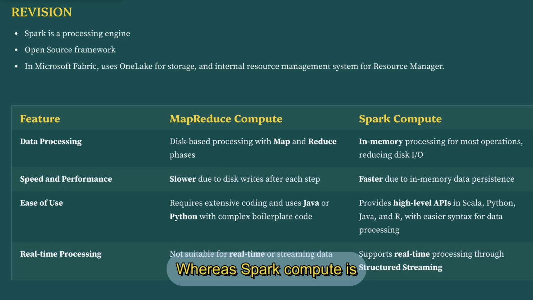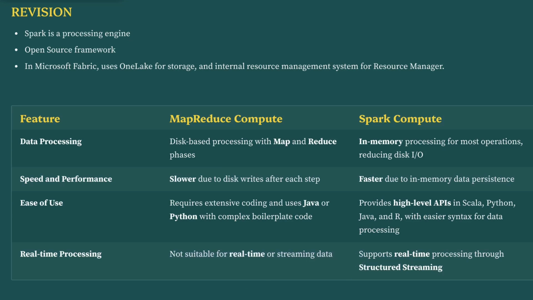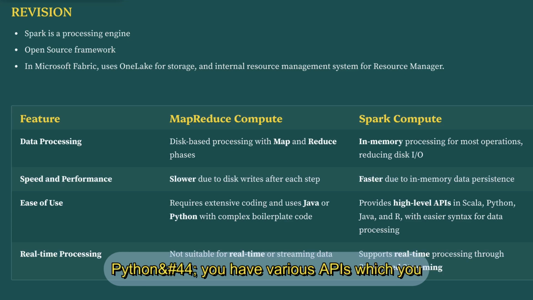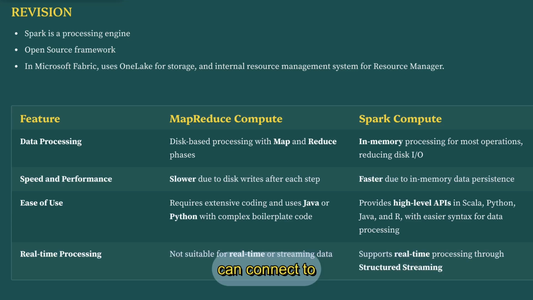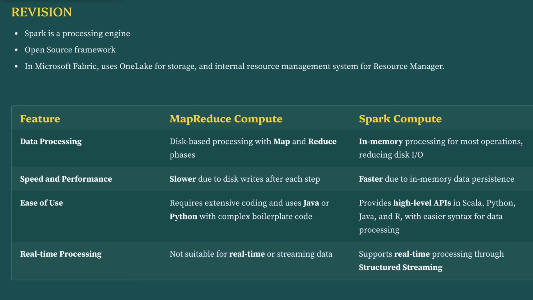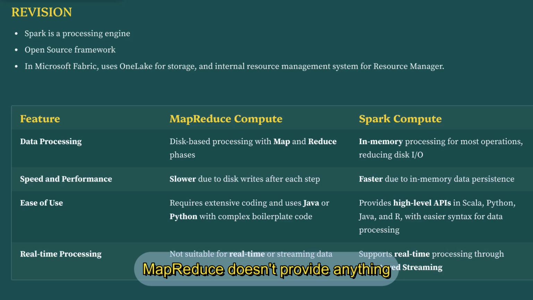Whereas Spark compute is high level in terms of less coding and provides high level APIs in Scala, Python, Java, and R. So if you want to work in, let's say, Python, you have various APIs which you can connect to, and it has easier syntax for data processing. Finally, one more feature is real-time processing. MapReduce doesn't provide anything for real-time or streaming data, whereas in Spark Compute we have a component which supports real-time processing through structured streaming.